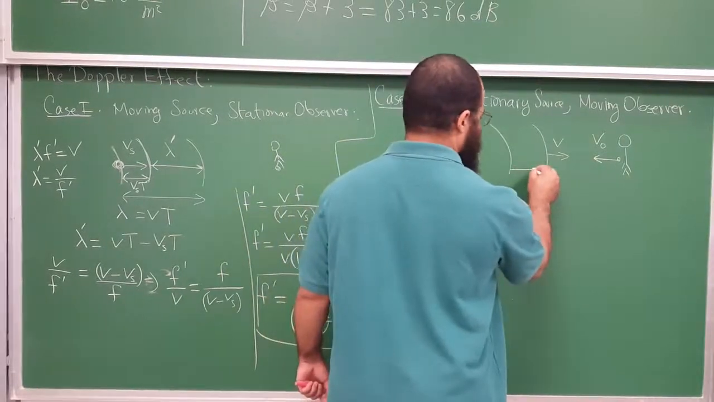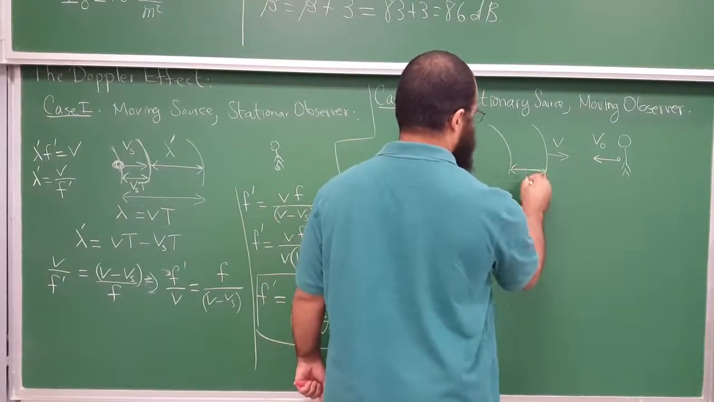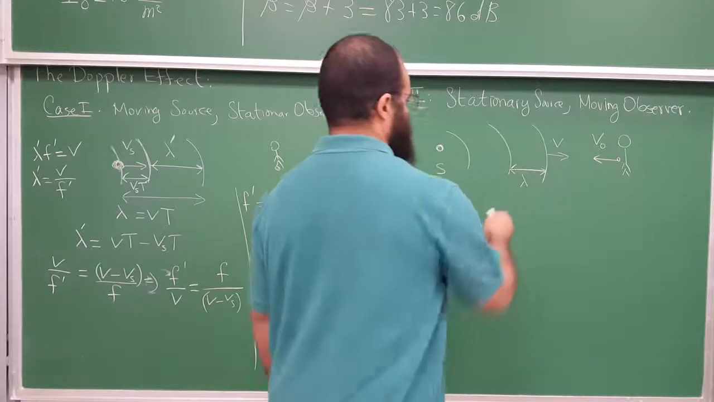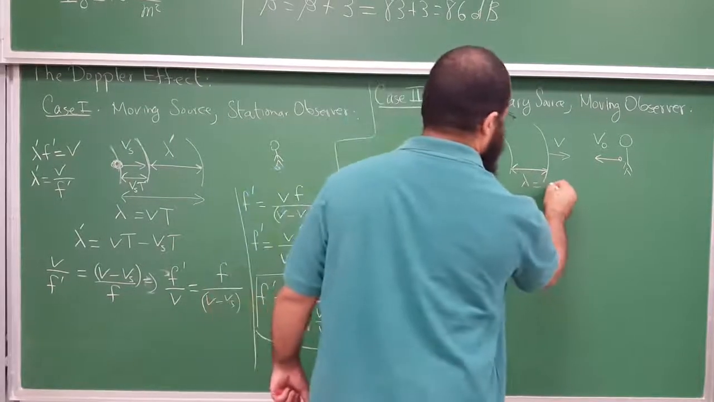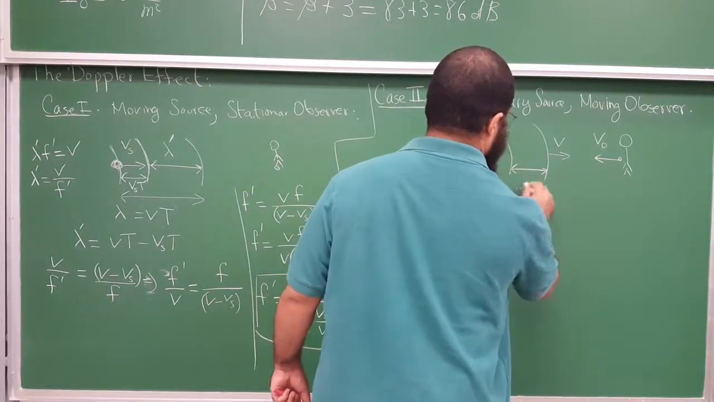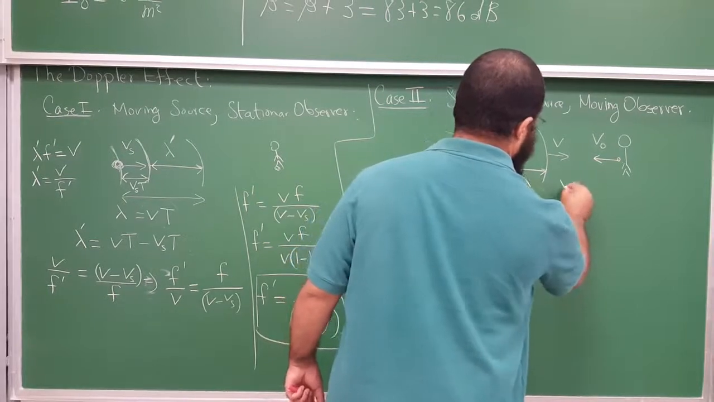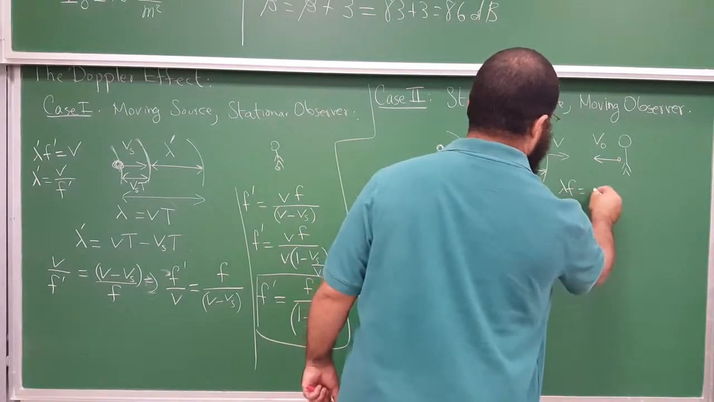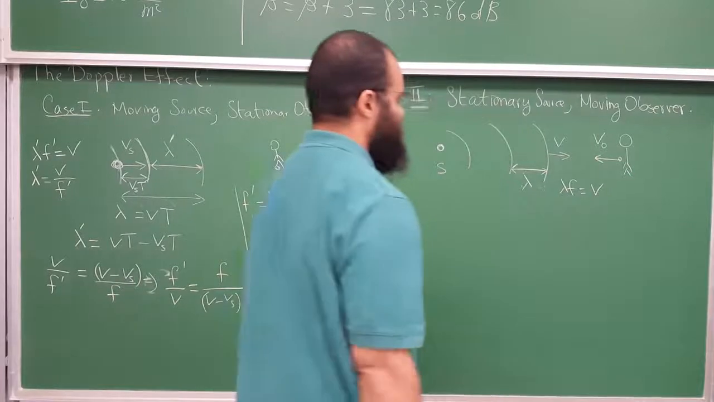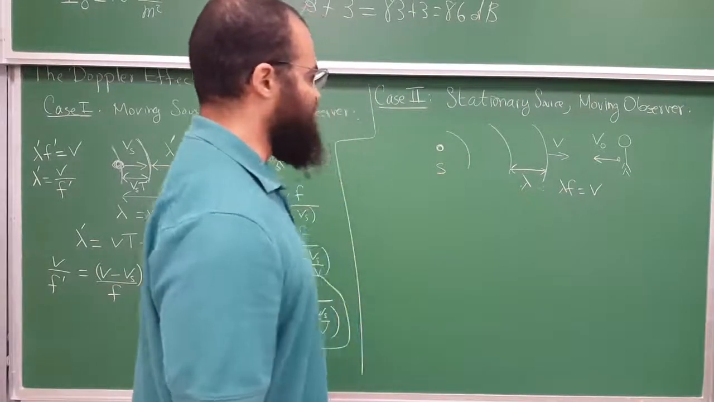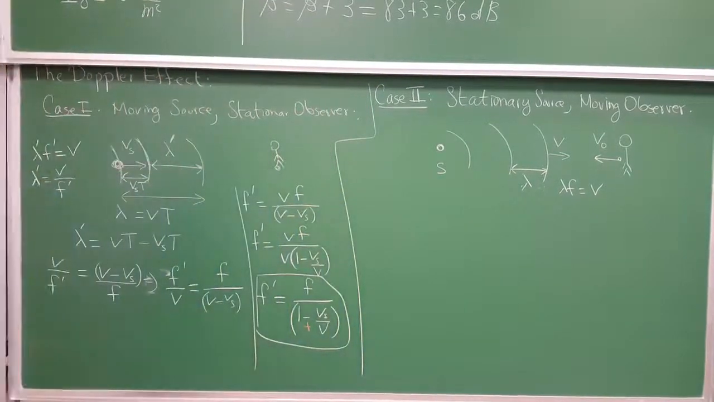First of all, this distance here is lambda, right? And we know that lambda times the frequency is equal to the speed of sound. Lambda times the frequency is equal to the speed of sound.